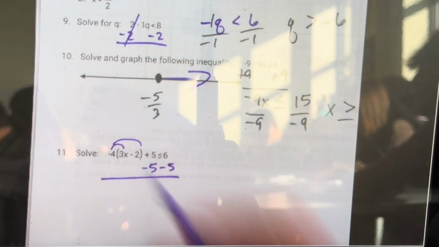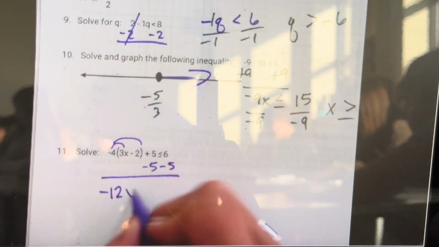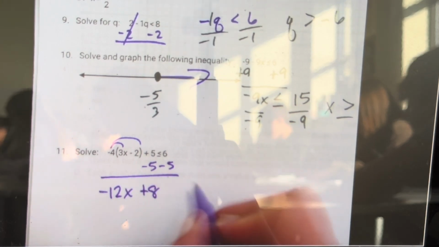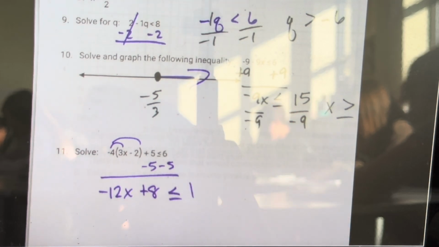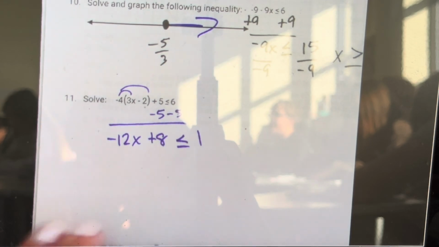So what is negative 4 times 3x? Negative 12x. Negative 4 times negative 2? Positive 8. And it's going to be less than or equal to what? 1. 6 minus 5 is 1. What's next? Minus 8, right? Minus 8.